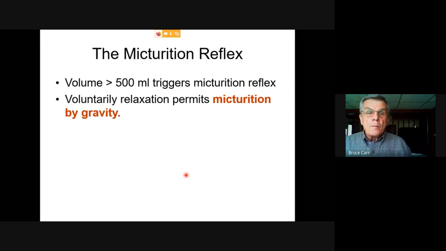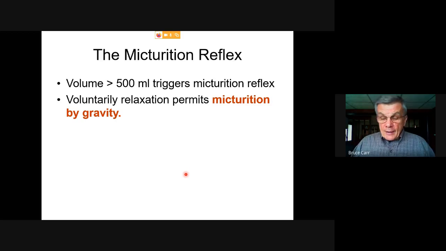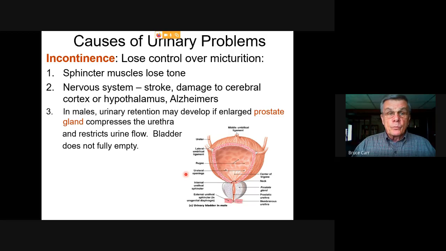Now, release of urine, or micturition, is keyed by stretch receptors in the bladder, letting you know when your bladder is half full or more, and voluntary relaxation of those sphincters allows the voiding of the bladder, typically by gravity. Urinary problems, inability to hold urine, or incontinence can result from a number of different problems. Sphincter muscles losing tone will release urine, just like voluntary relaxation.